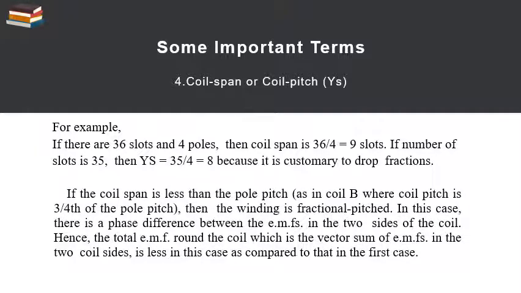If the coil span is less than the pole pitch, then the winding is fractional pitched winding. In this case, there is a phase difference between the EMFs in the two coil sides of the coil. As the total EMF round the coil, which is the vector sum of EMFs in the two coil sides, is less in this case as compared to that in the first case, meaning full pitch winding.